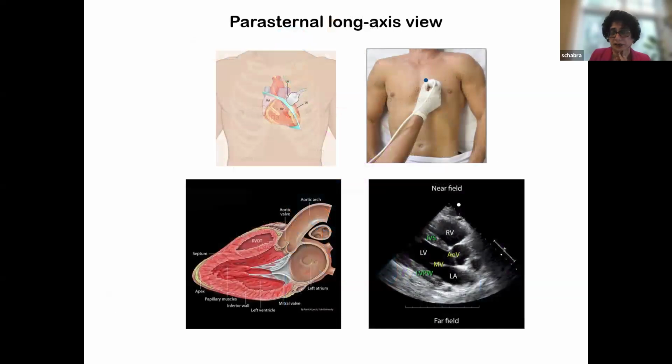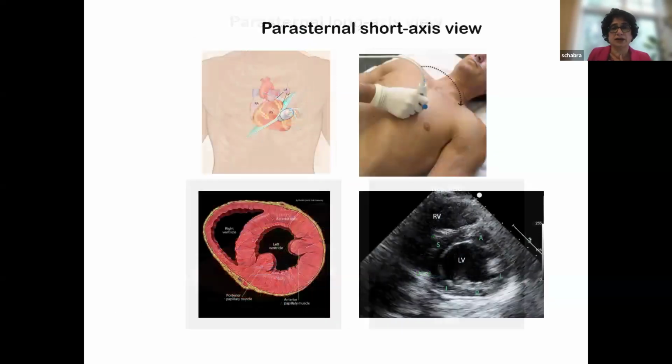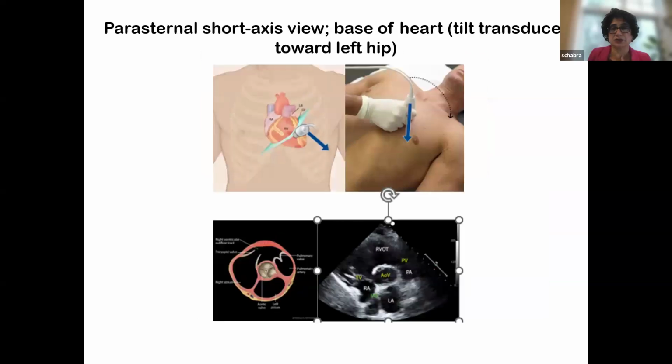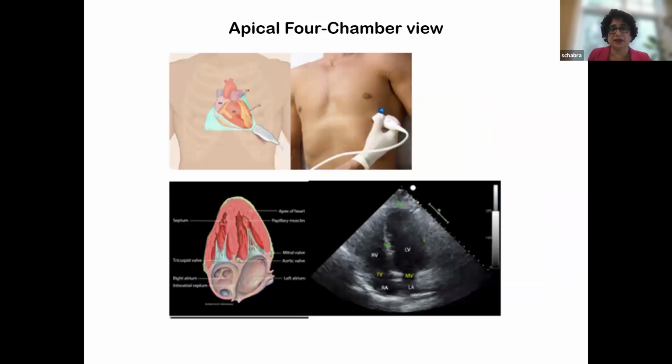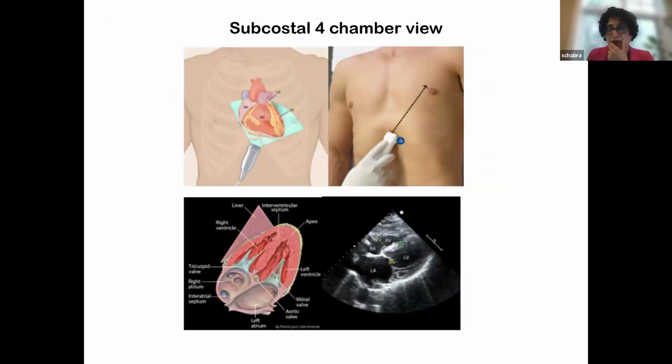I will go a little quick on this because these are the 5 views that we look at. This is the parasternal long axis. This is the parasternal short axis. And then you tilt it toward the hip to get the ductal view over there. And the apical 4-chamber view and the subcostal.